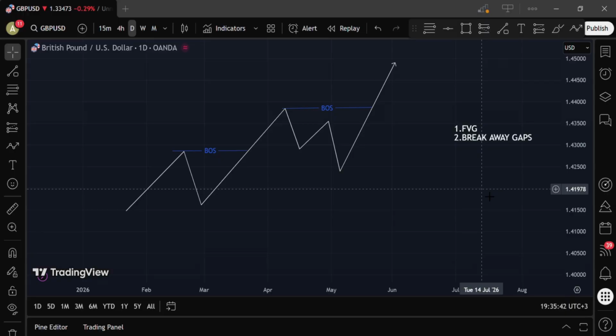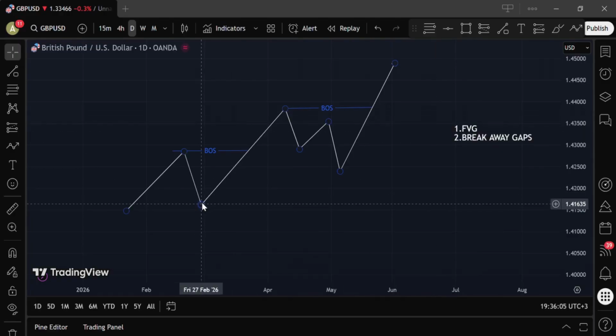So when we have a fair value gap, normally the price comes to the fair value gap and then continues the direction. Normally with breakaway gaps, the price does not retrace to the breakaway gaps, maybe until it sweeps the liquidity before coming back to the breakaway gaps. But here we are focusing on fair value gaps. I hope you are together.